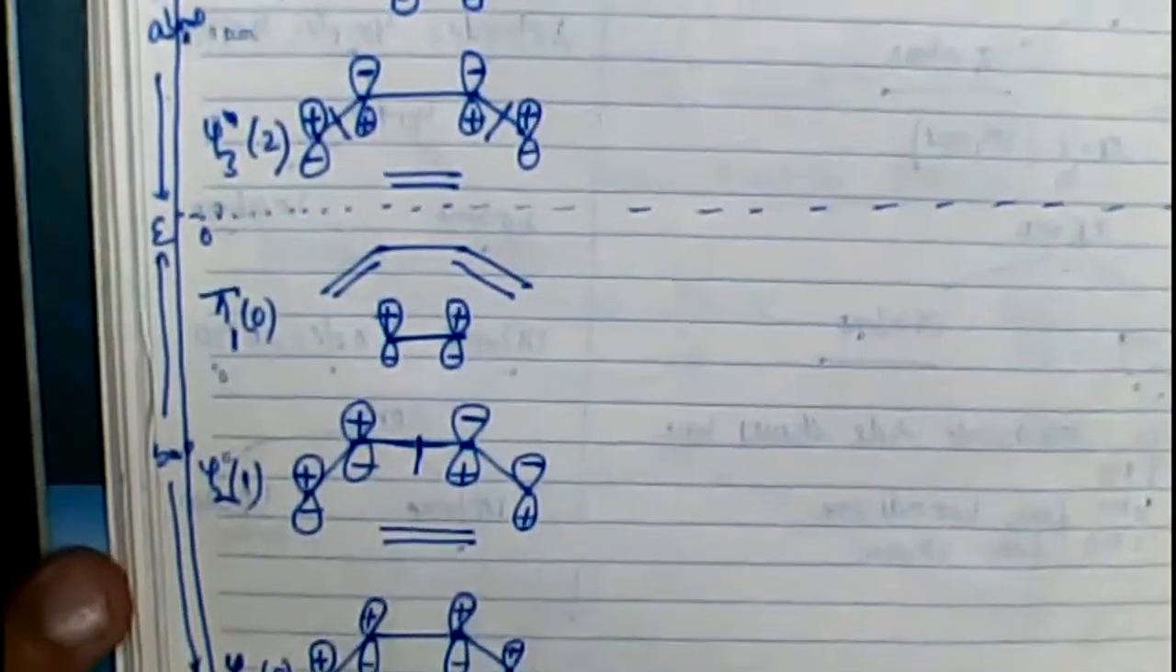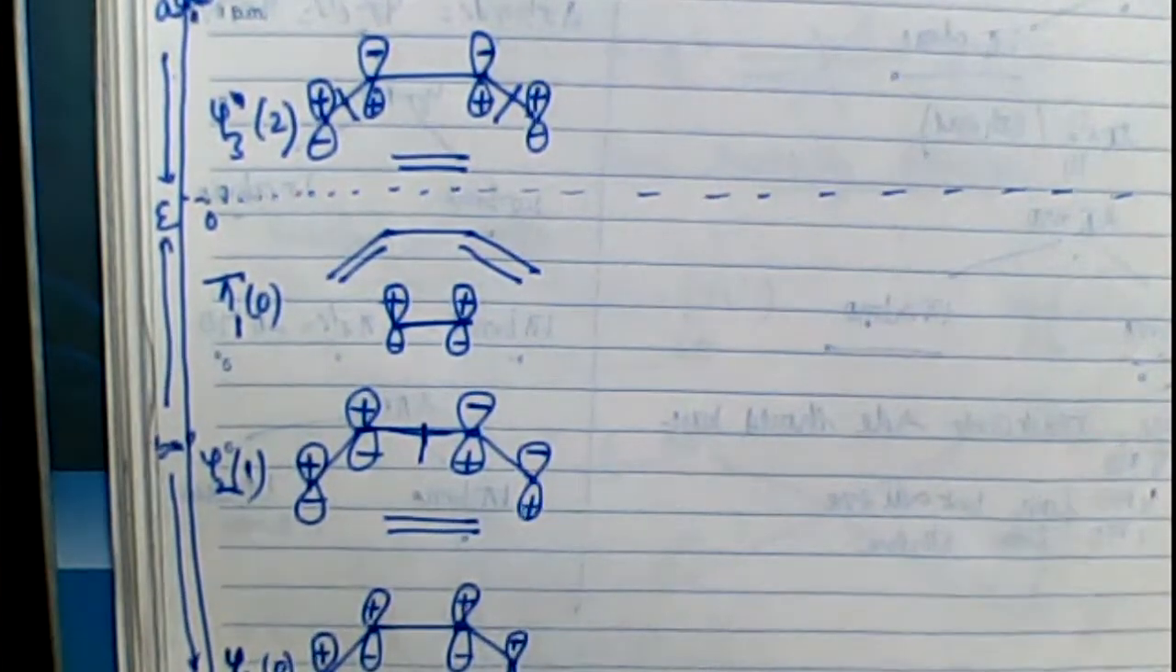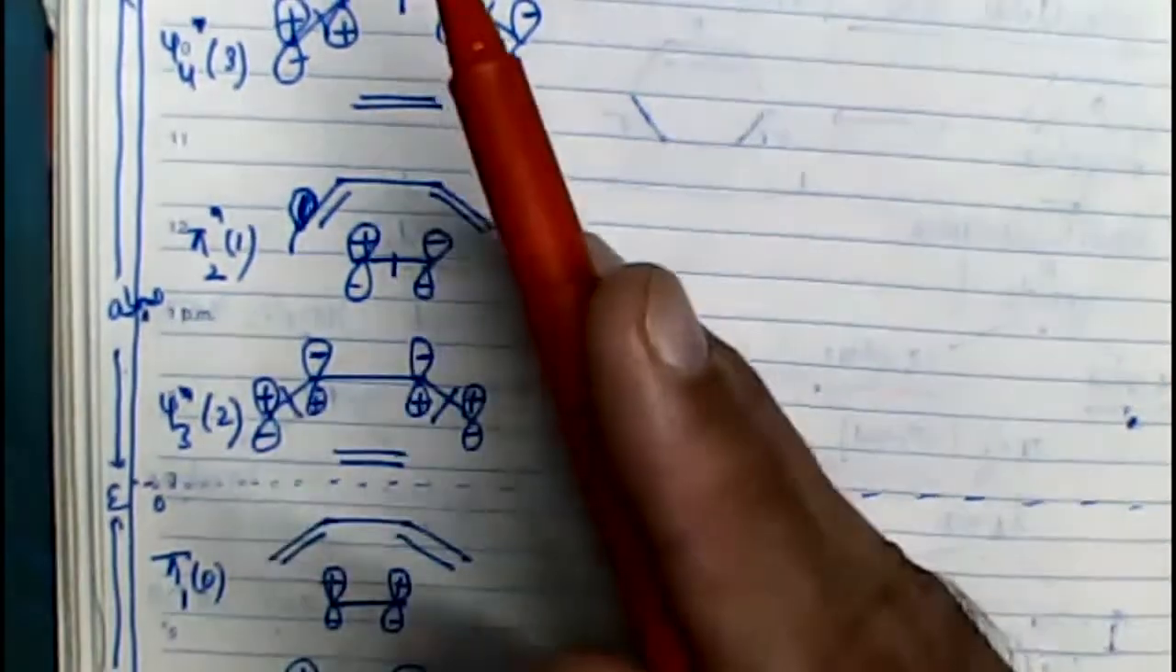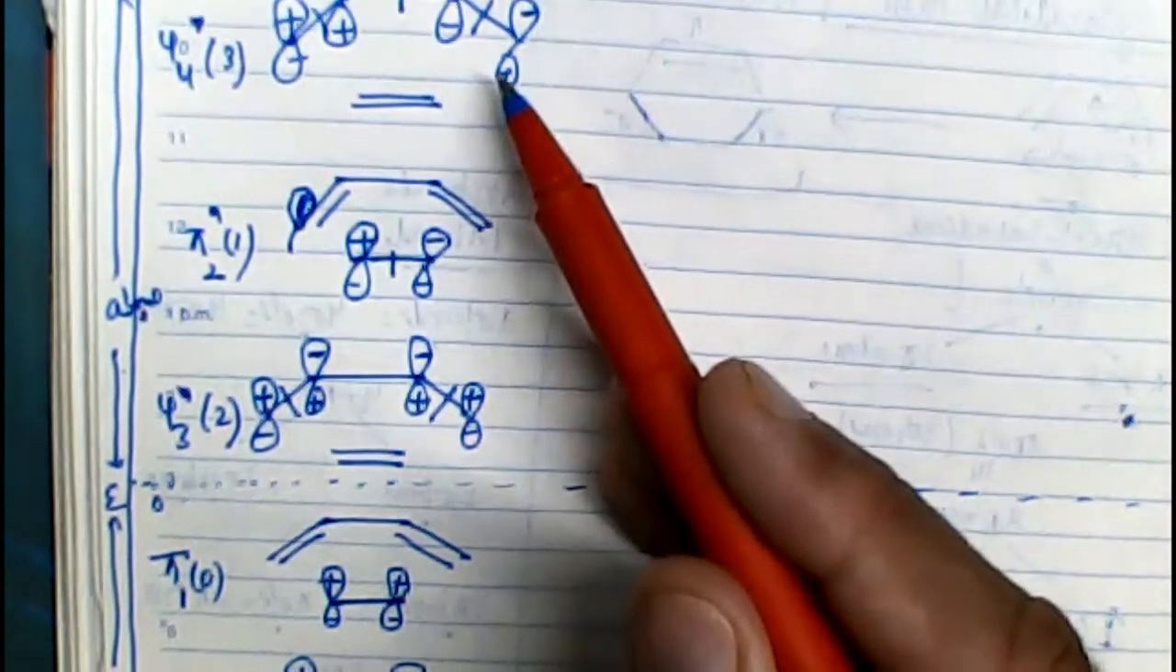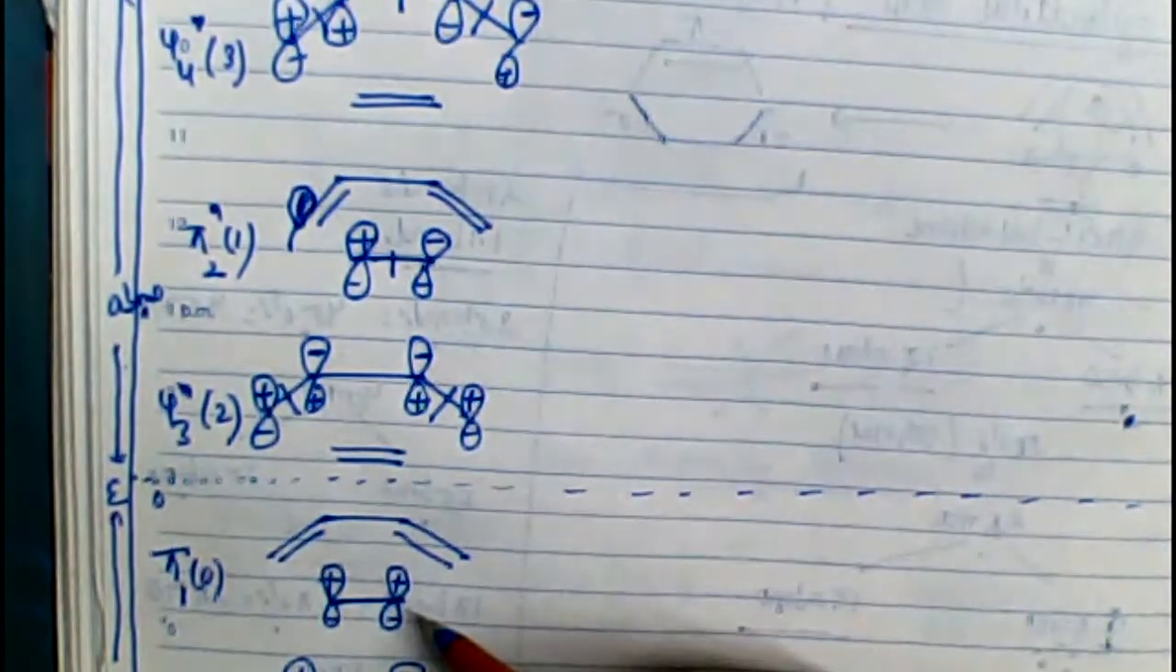Okay, we draw the molecular orbitals of the reactant. Remember, I told you that in the reactant system 4 orbitals are contributed by butadiene. Can we locate those 4 orbitals? Psi 1, psi 2, psi 3 star, and the psi 4 star. These are the 4 orbitals contributed by butadiene, and 2 orbitals are coming from ethene.